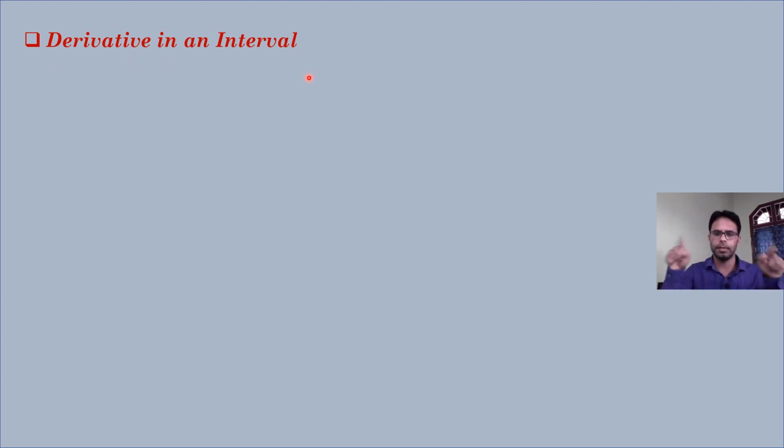Interval means it may be a closed interval, it may be an open interval. In the previous topic we discussed differentiability at a point, but this time in an interval, because an interval contains an infinite number of points actually. So how to define that type of differentiation?